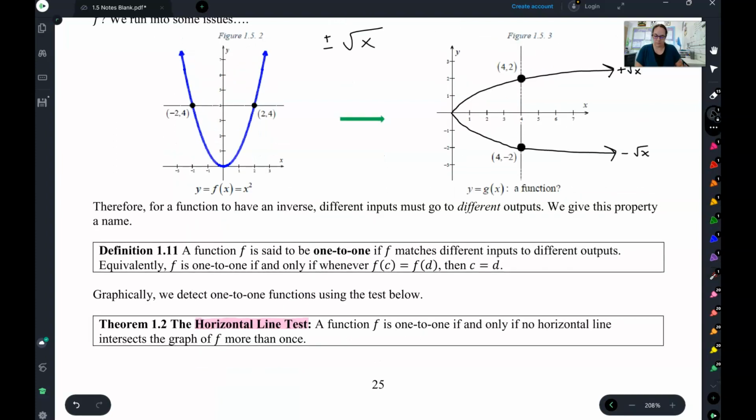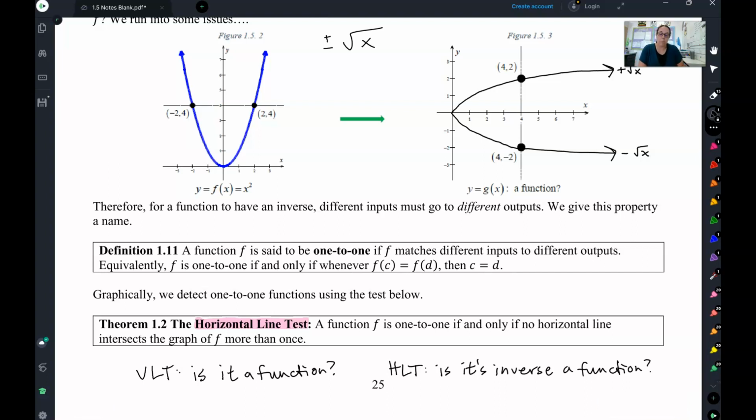So let's summarize all that. Vertical line test is: is it a function? The horizontal line test is: is its inverse a function? And we say if it passes both of these, so if the original is a function and the inverse is a function, we call that one-to-one.